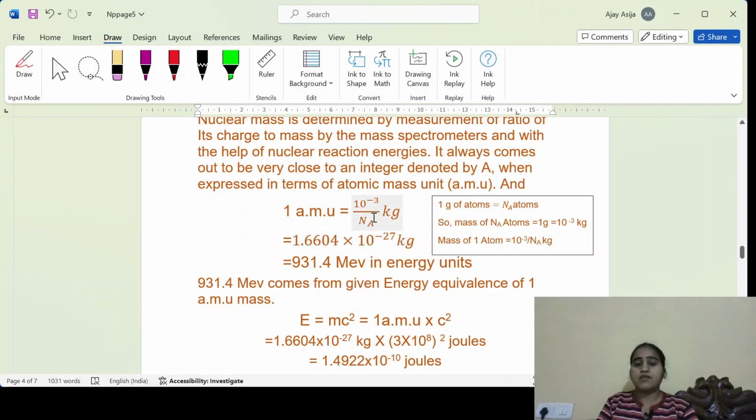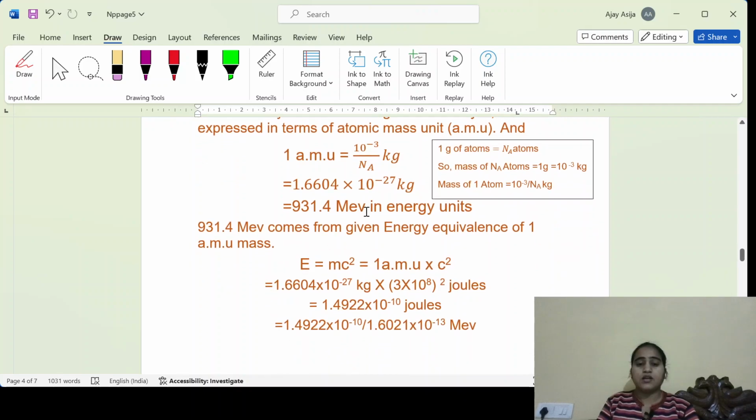When we solve this by putting the value of Avogadro's number, 1.6604 into 10 to the power minus 27 kilogram will be the result. When we express it in energy units, mega electron volt, it will be equal to 931.4 mega electron volt. How can it be converted into energy units?